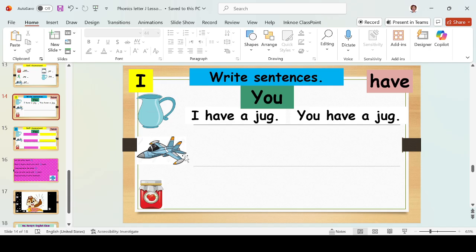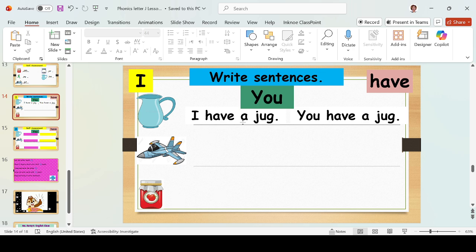Okay. Now for this one, you are going to write I have a jet. This is a jet, right? I have a jet. Do you have? No, I don't have. Okay. I have a jet. You can write. Then you leave a space, you write, you have a jet. So here, I have a jet. Full stop, space, you have a jet. Then full stop again. Then you come to the last one.